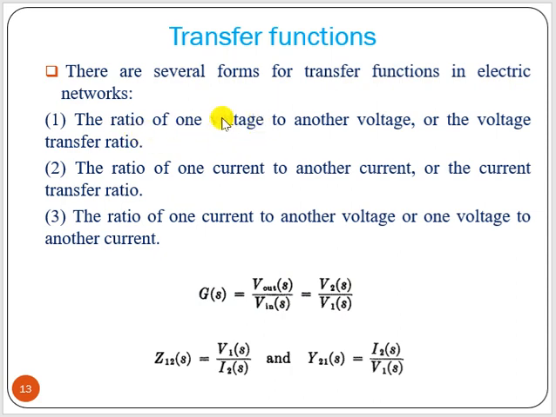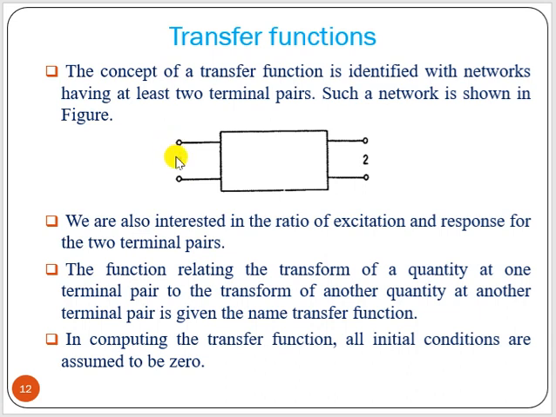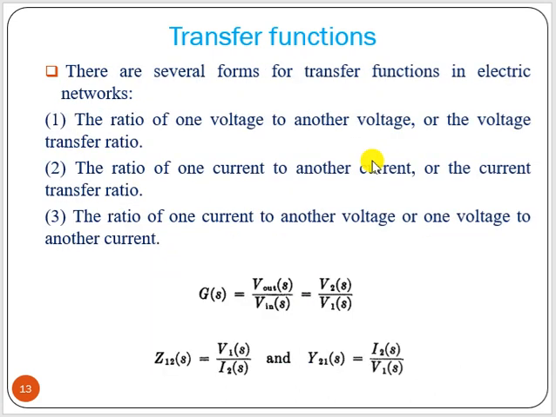One is the ratio of one voltage to another voltage, called the voltage transfer ratio. One current to another current is called the current transfer ratio. And there is one current to another voltage, or one voltage to another current. That means we apply a voltage here and measure a voltage there, voltage by voltage. Or we measure a current, then current by voltage or voltage by current. Or you apply a current source here and measure a current, then current by current, or measure the voltage by current. So this is how we can make the transfer function.